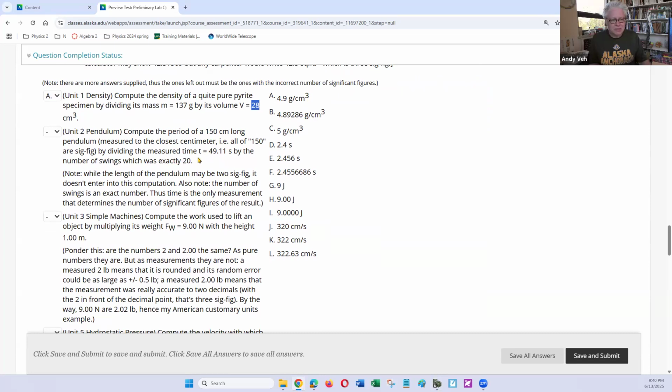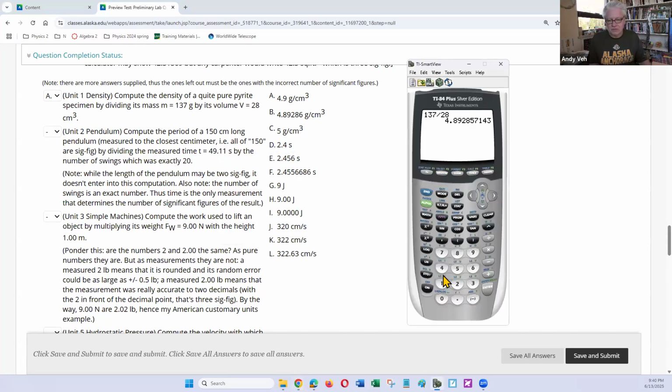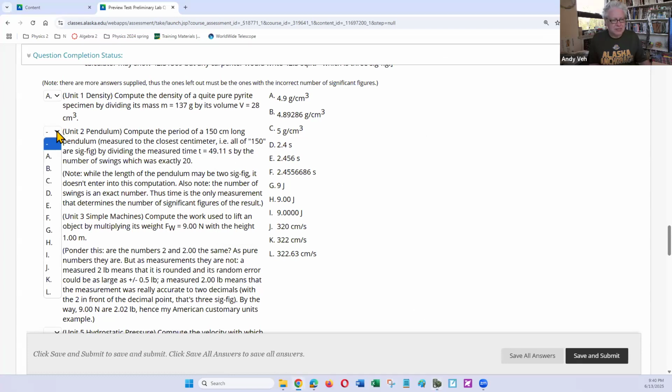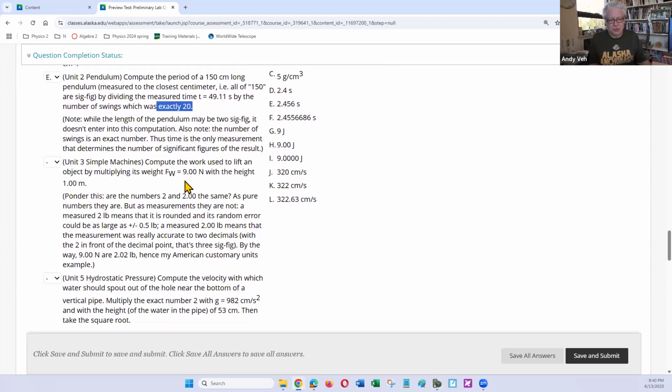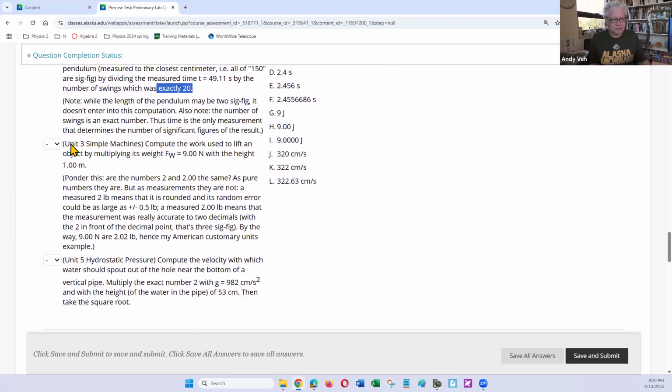The other one, when you go through this one here, you will see that it actually boils down to 49.11. So 49.11 divided by 20, 2.4555, and rounded to 2.456 seconds. Notice that the 150 centimeters here doesn't play a part in that, and the 20 is an exact number. Exact numbers also don't take part in significant figures.